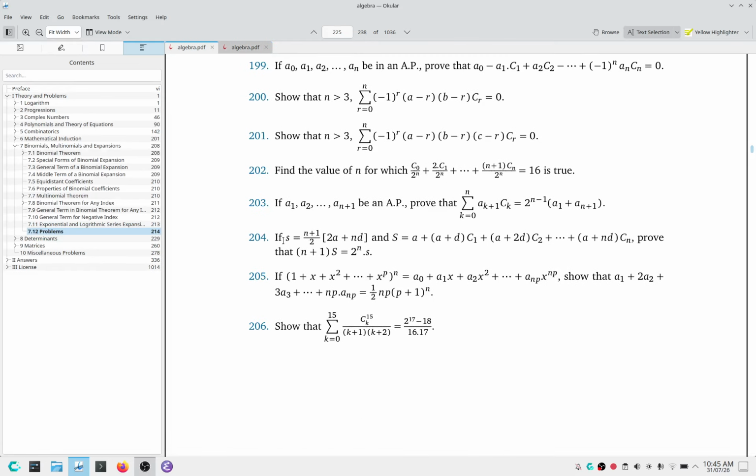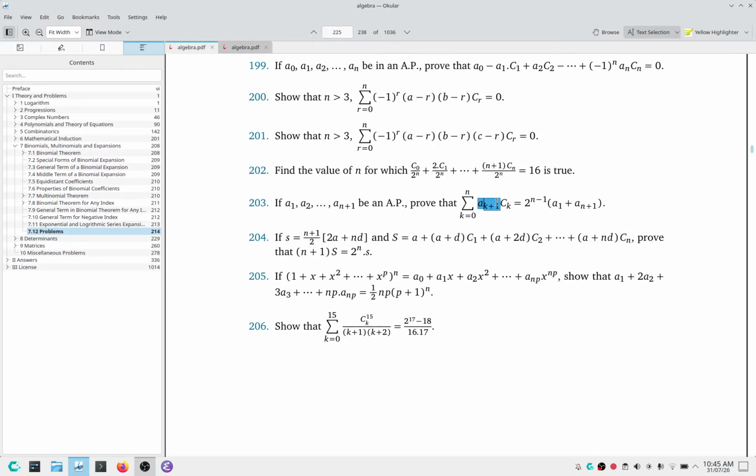Question 204 says that if small s is equal to n plus 1 upon 2 times 2a plus nd, and capital S is equal to a plus d times c1 plus a plus 2d times c2 up to a plus nd times cn, prove that n plus 1 times capital S is equal to 2 to the power n times small s. So you see what we are doing here.